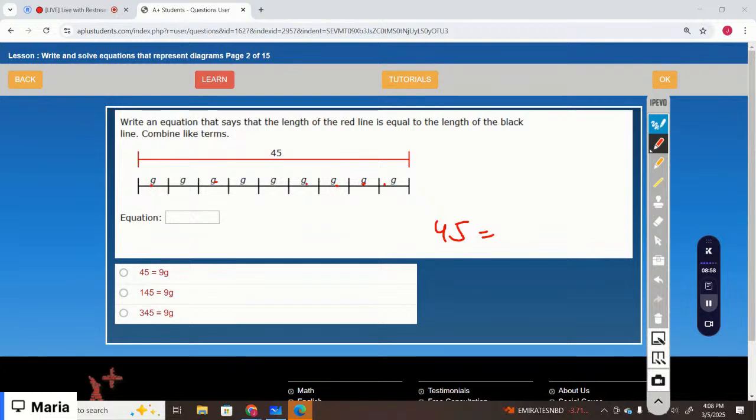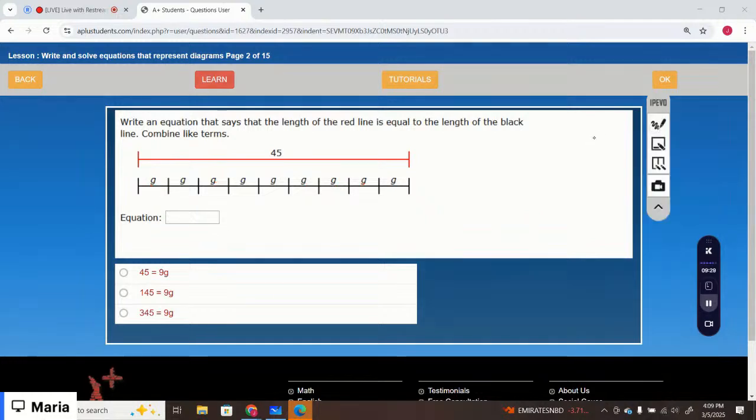And we have to collect the like terms, right? So that equals 9g. 45 is equal to 9g. Option number 1 is the correct option. 45 equals 9g.